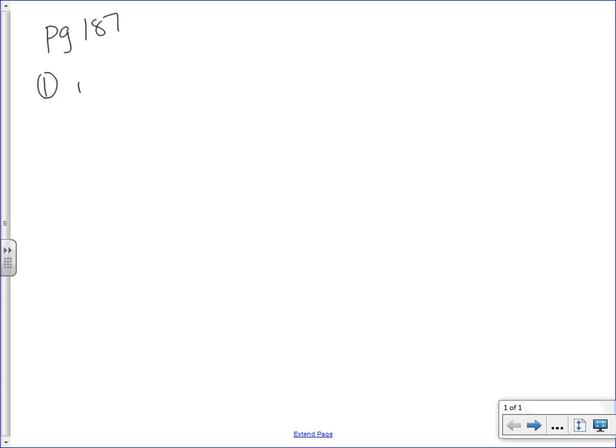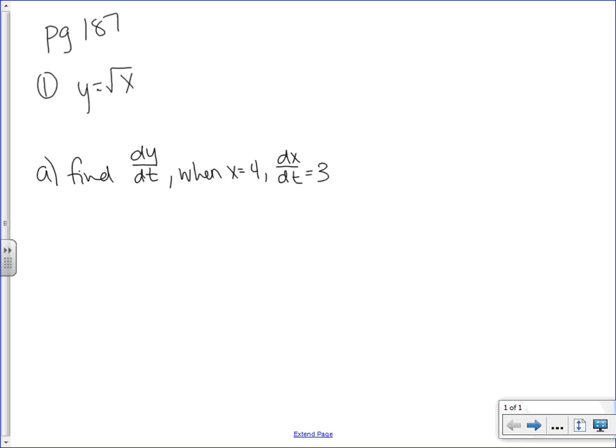So here's one. They gave me that y is equal to the square root of x. All right, and for the first part, A, they were asking me to find dy/dt. And this was when x was equal to 4 and dx/dt was equal to 3. So they gave me all of that stuff. Well, anytime I want to find d anything, that means I'm taking the derivative. So I need to take the derivative of the original function.